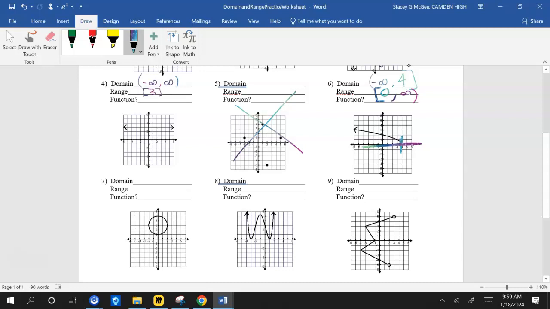How about the circle? What's the domain there? Smallest x ever gets is -2. The biggest it ever gets is +2. That is included because those points are actually there. How about the range? 1 to 5. That's exactly right.